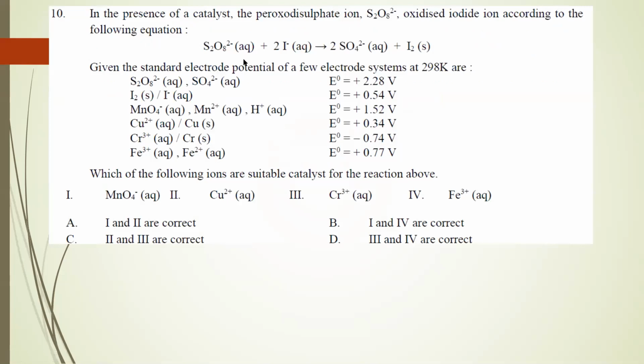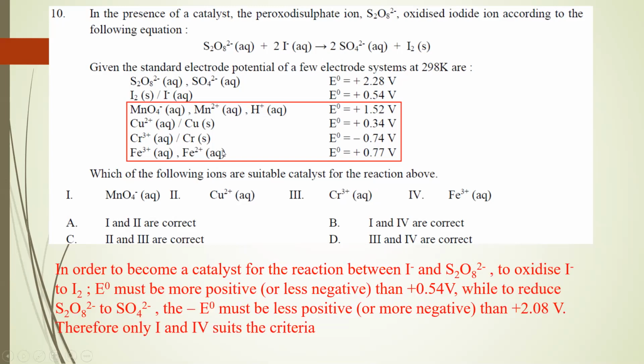In the presence of a catalyst, the peroxydisulfate ion S2O8 2- oxidizes iodide ion according to the equation S2O8 2- plus 2I- gives 2SO4 2- plus I2. Given the standard electrode potentials are the following. Which of the following ions is suitable to act as a catalyst? So in other words, in here we are going to choose the one inside these 4 that is able to reduce S2O8 2- to become SO4 2-, and at the same time oxidize I- to become I2.